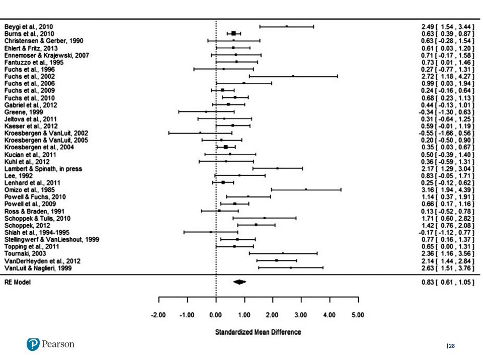Here's a chart of the effect sizes found in each of the 35 studies. Effect sizes ranged from a negative 0.55 to a positive 3.16, with most of the effect sizes in the medium range between 0.40 and 0.80.